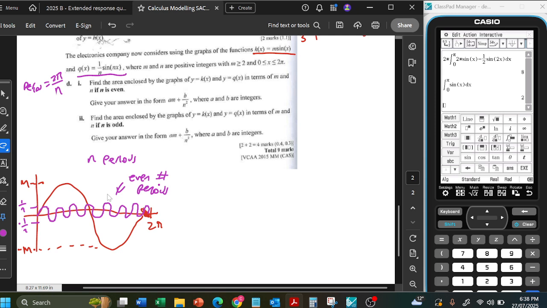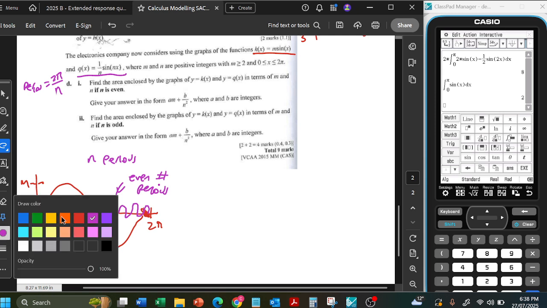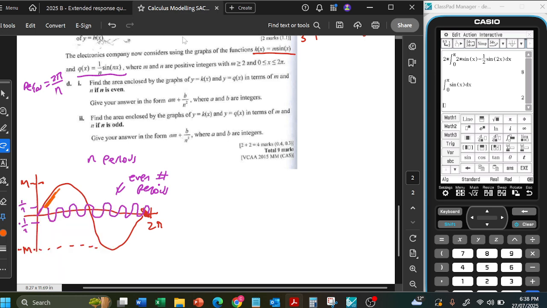And the question is asking us, find the area enclosed by the two graphs over this interval. So let's illustrate that using orange here. So we're looking for what is this area here enclosed by the two graphs, right? And we've got this integral here as well. Now we're also told that both m and n are integers, and specifically n is actually an even number in first part here, I. Okay, so let's write this out.